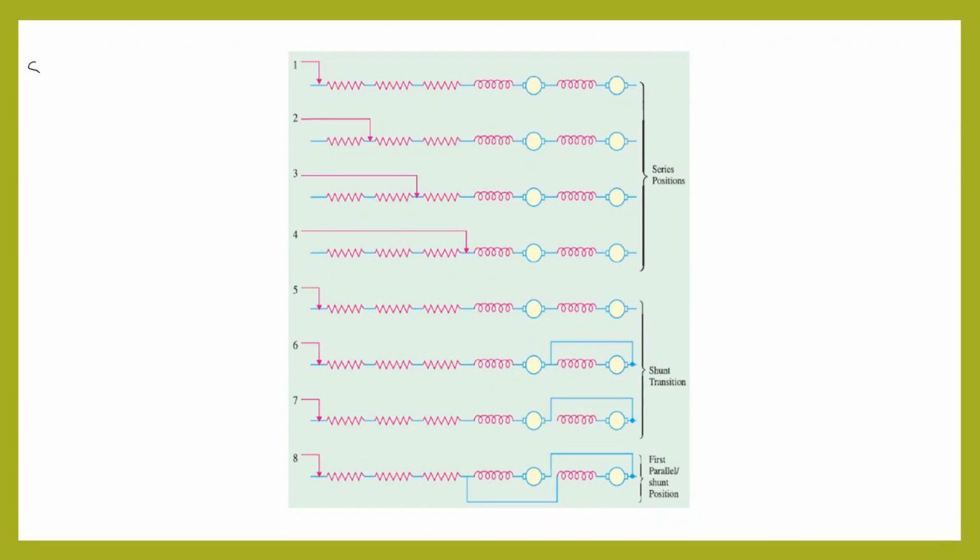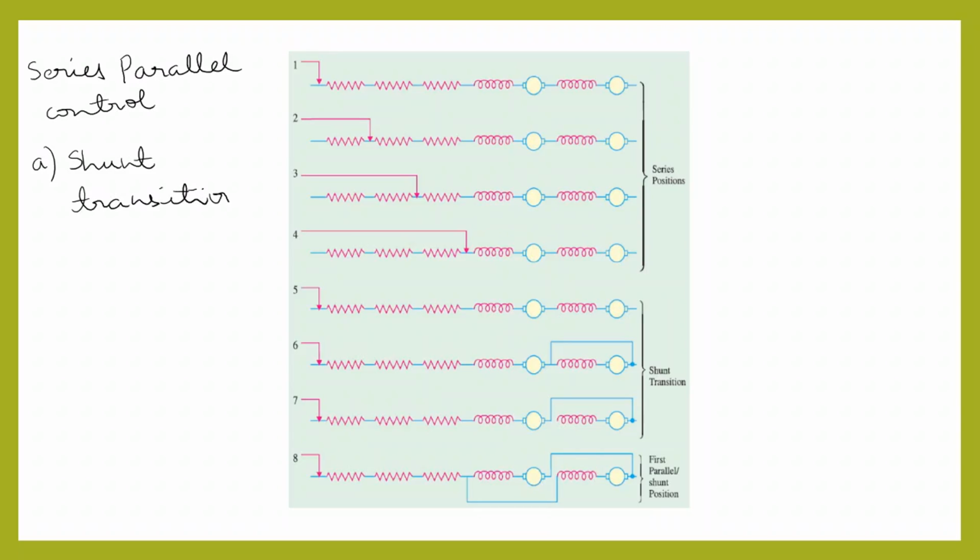Next topic is series parallel control. The series parallel control can be carried out by two methods. One is shunt transition and another is bridge transition. The figure shows the various stages in the shunt transition method of series parallel control. So this is the shunt transition method of series parallel control.